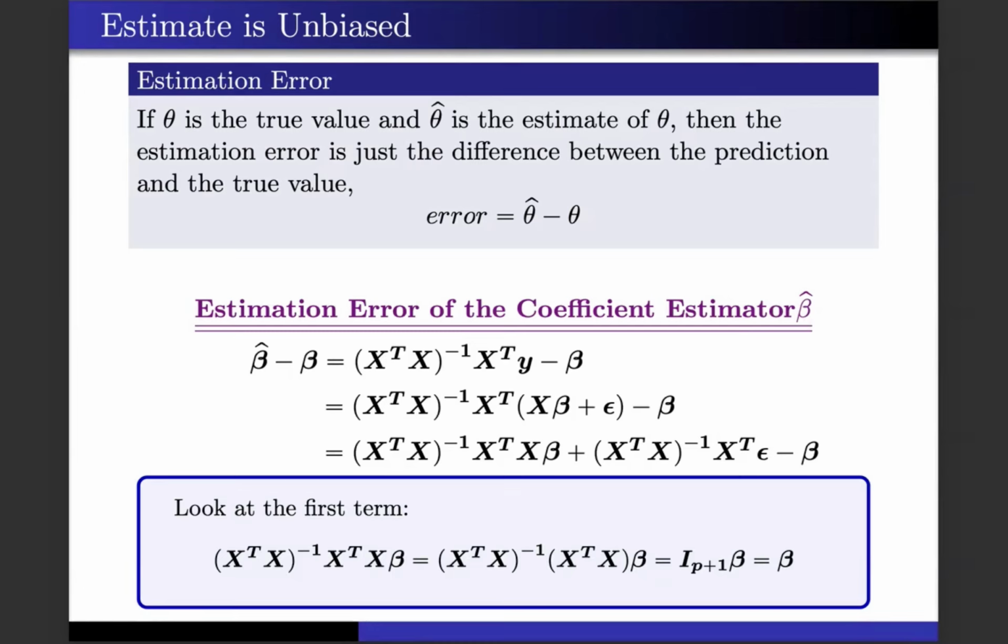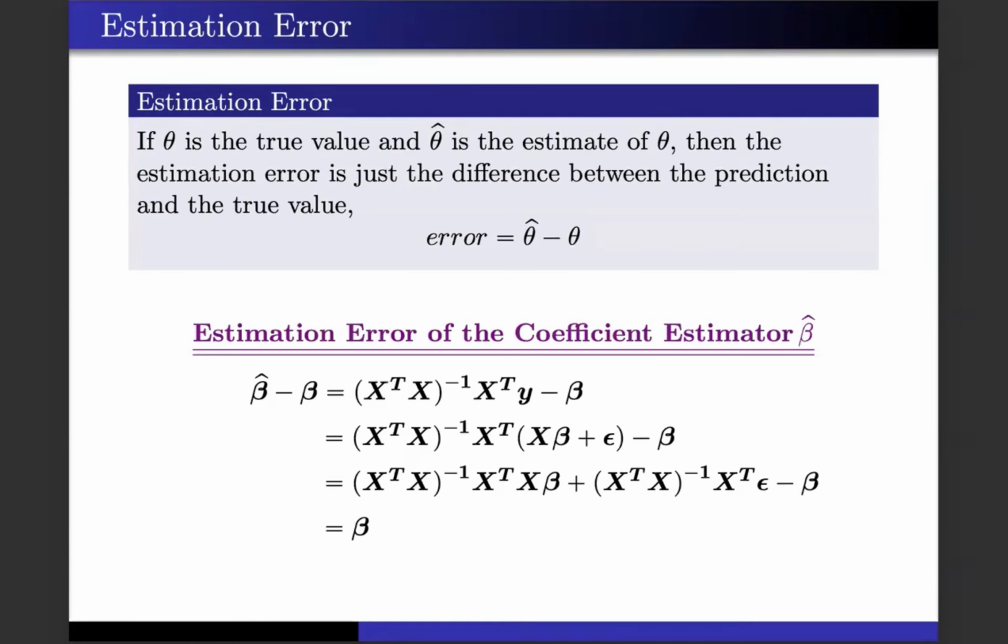So we just proved that the first term, which is (x transpose x) whole inverse x transpose x beta, is actually equal to beta. So we put this value back in the estimation error and the first term is equal to beta. The second term we write as it is and the third term is minus beta. We can cancel out beta over here and we will be left with (x transpose x) whole inverse x transpose epsilon. And we have the estimation error of beta hat equal to (x transpose x) whole inverse x transpose epsilon.